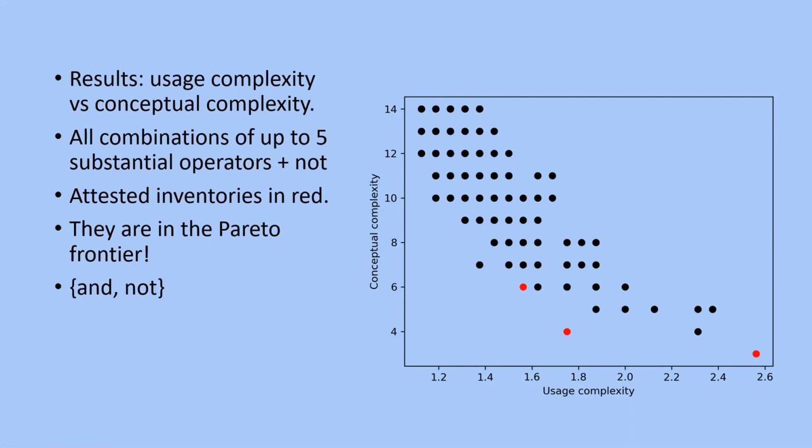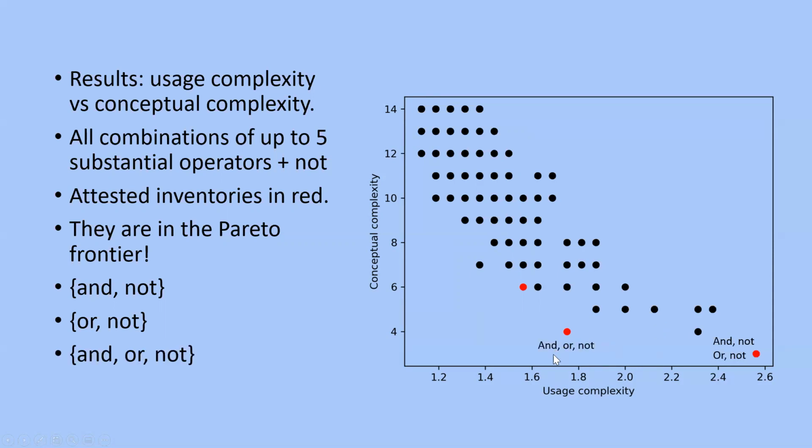Okay, so let's look at what the individual languages are. "And not" is here. So the inventory containing just "and" and "not" is here because it has very high user complexity. So you're going to have to use very nested expressions to express some of the observations. But it has low conceptual complexity because "and" and "not" are both very cheap cognitively. "Or and not" overlaps with "and or not" because the level of nesting on average is the same, and "or" is as costly as "and" in our measure of complexity.